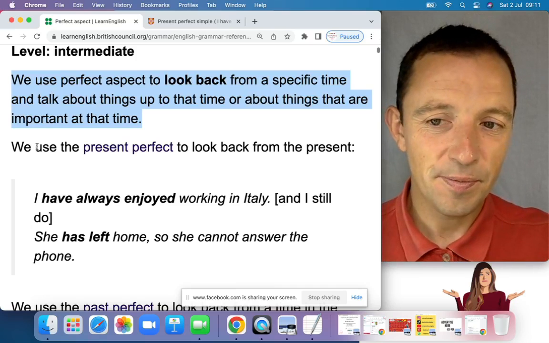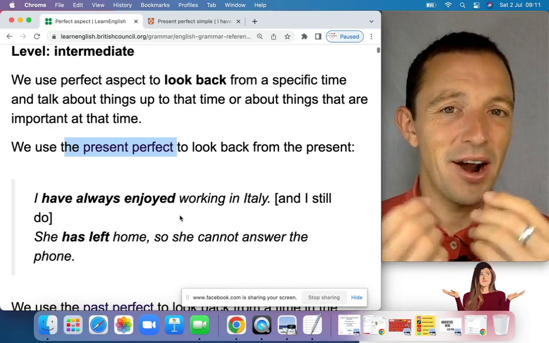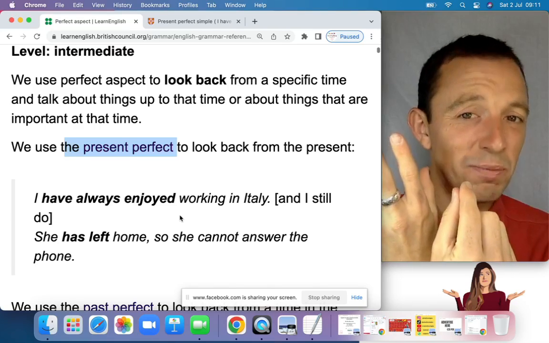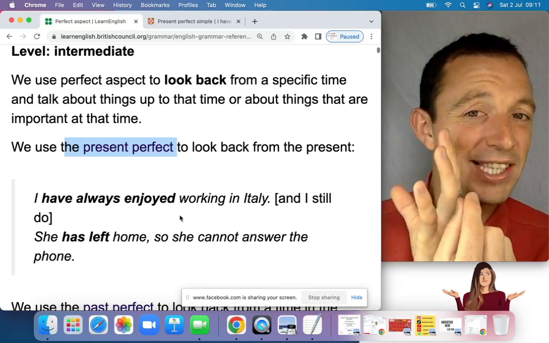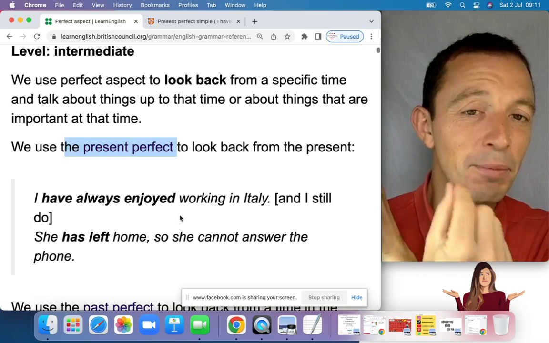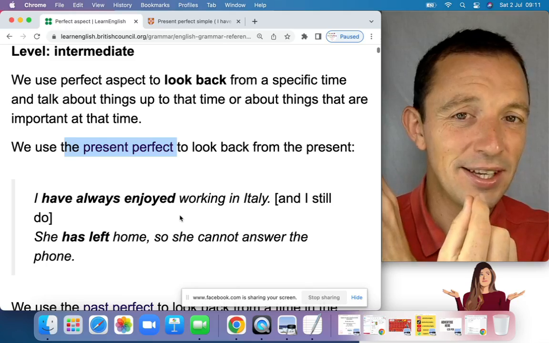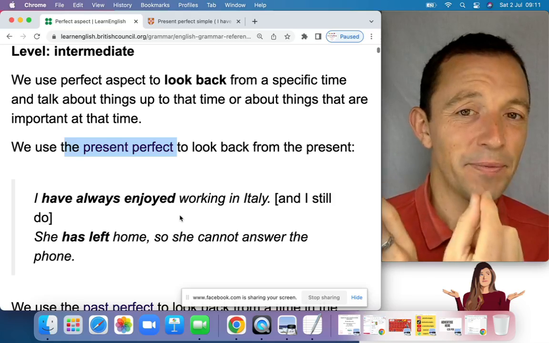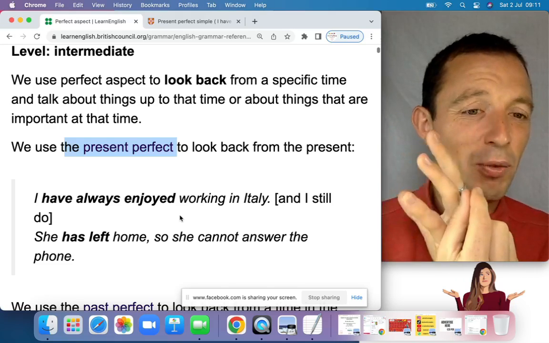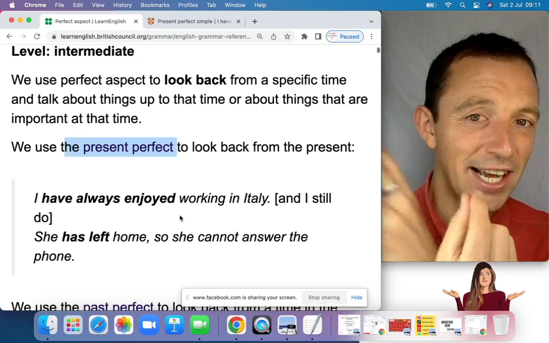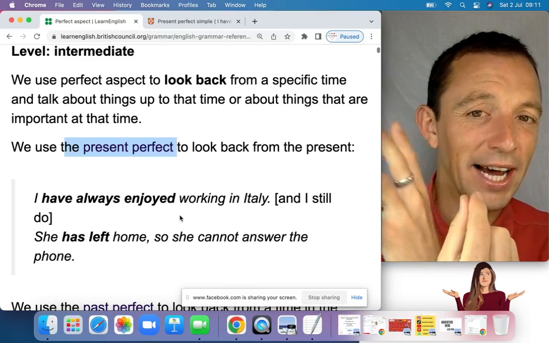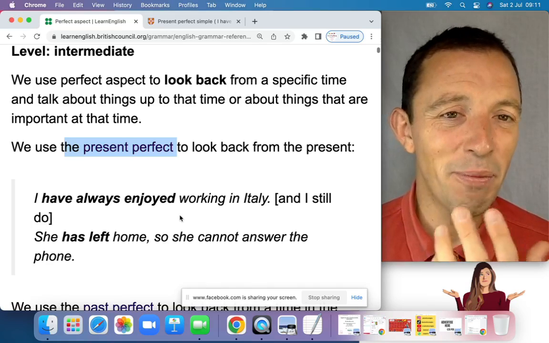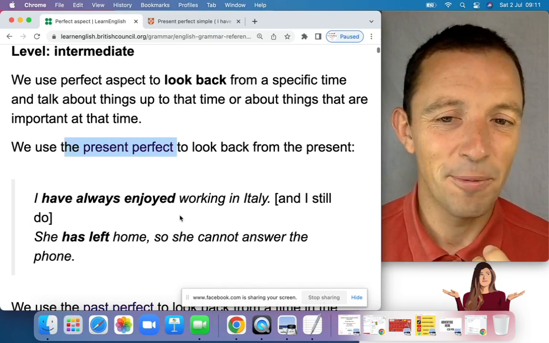So let's continue. We use the present perfect to look back from the present. When you're speaking in English and you want to explain something in the past from the perspective of the present. That's the theory, that's the explanation. For example, now I want to explain this morning. I want to look back at this morning, look back at yesterday, look back at the party yesterday, look back at the meeting, etc. So that is the purpose of the present perfect form.